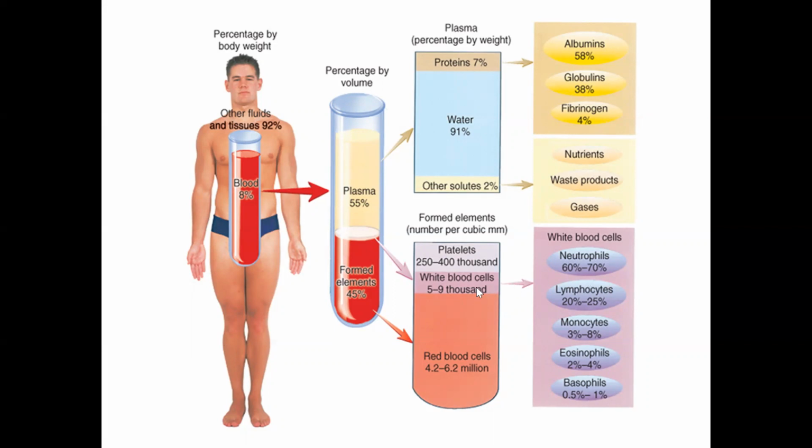If we went down a little further and split that part of the white blood cells, we're going to find that the white blood cells are divided into 5 classes or 5 categories. We have the neutrophils, we have the lymphocytes, we have the monocytes, we have the eosinophils, we have the basophils.